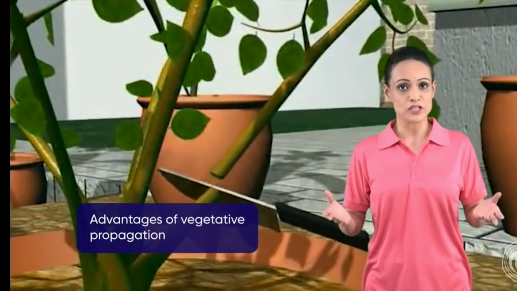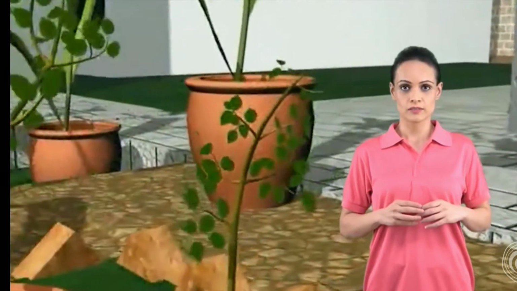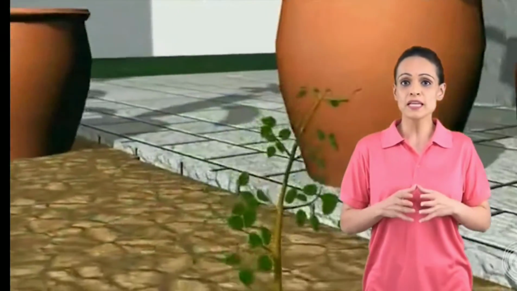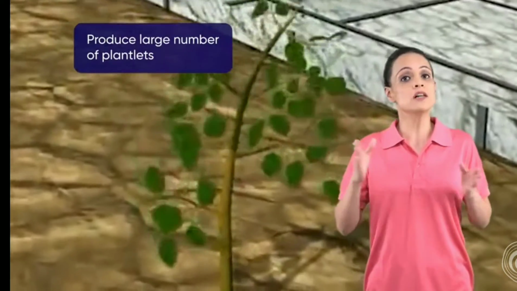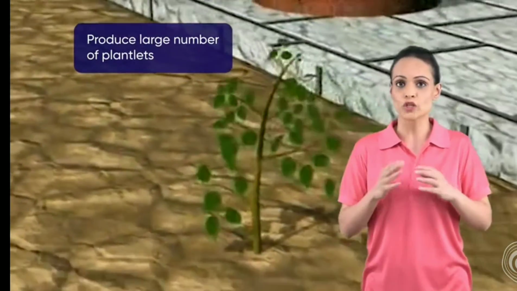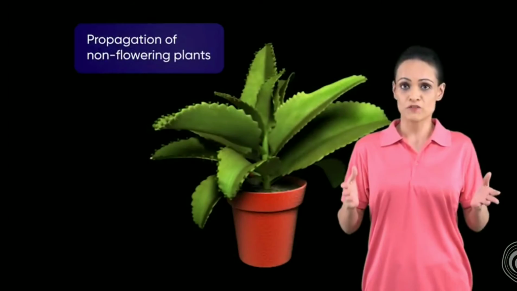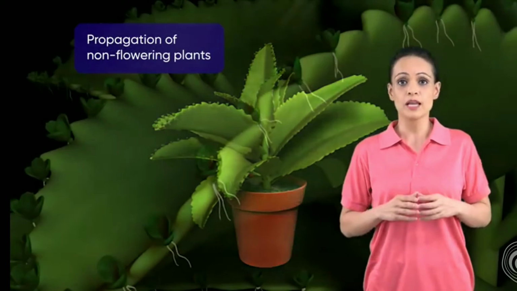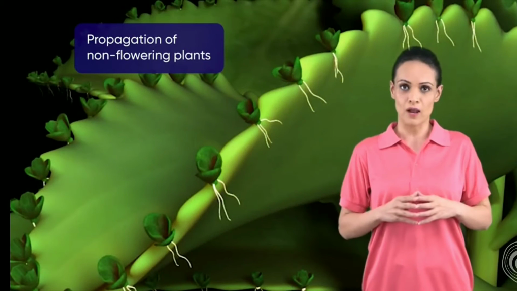Advantages of vegetative propagation. Flowering plants can be propagated vegetatively to produce a large number of plantlets in a short time. Vegetative propagation is very helpful in propagating non-flowering plants.